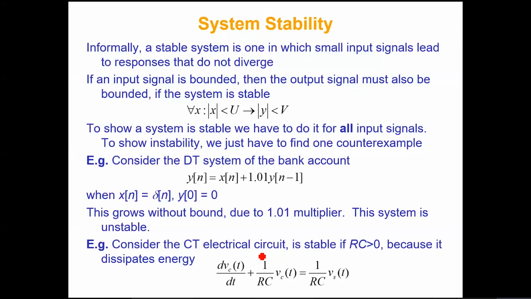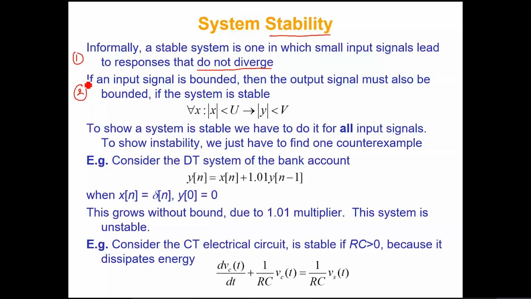Another very important property, which is again a new property that we are talking about here, is the property of stability. Now this is again a very, very important property of a system. Simply put, there are basically two types of explanation given right here, first and second. The first one you will have a hard time digesting. The second one is more understandable. Let's talk about the first one. Informally, a stable system is one in which small input signals lead to responses or outputs that do not diverge.